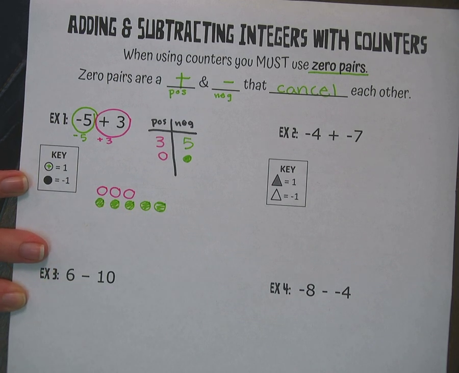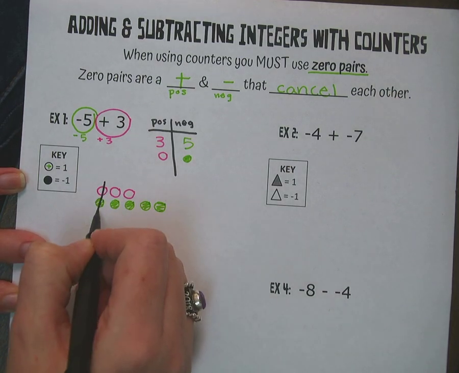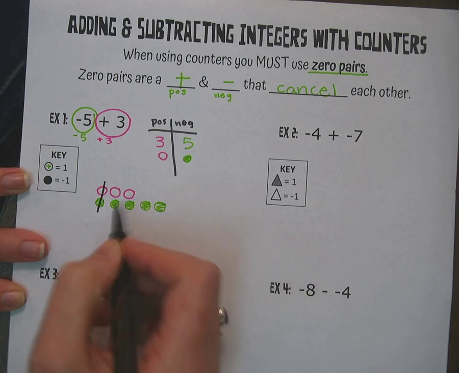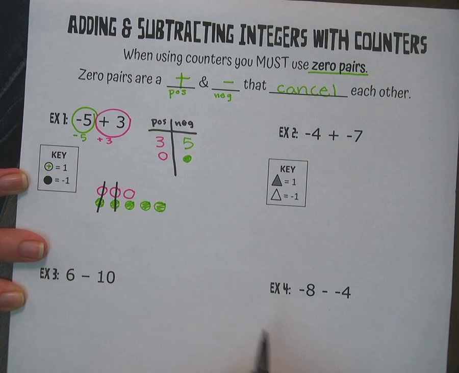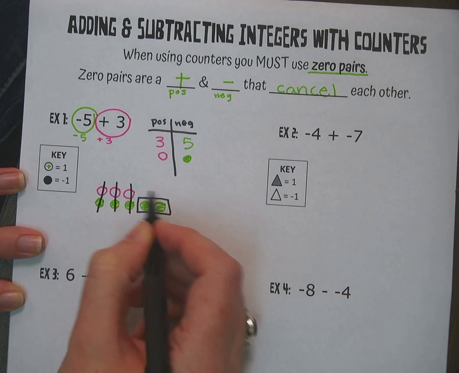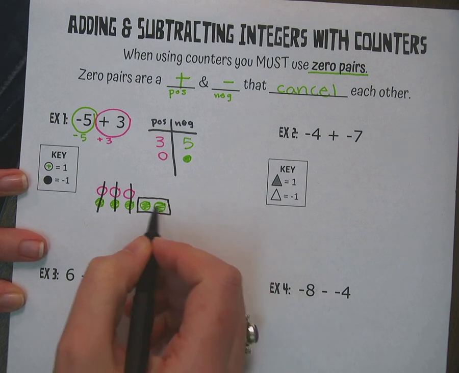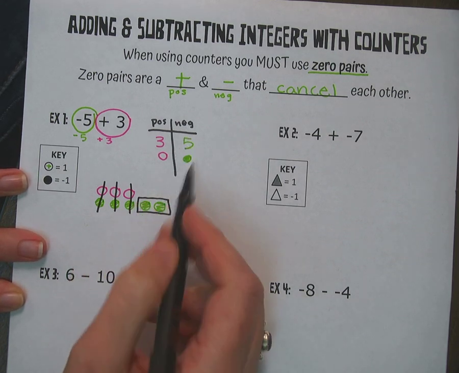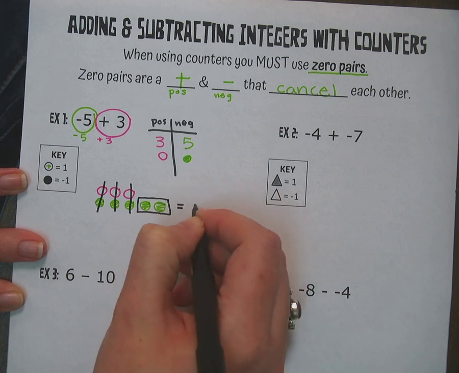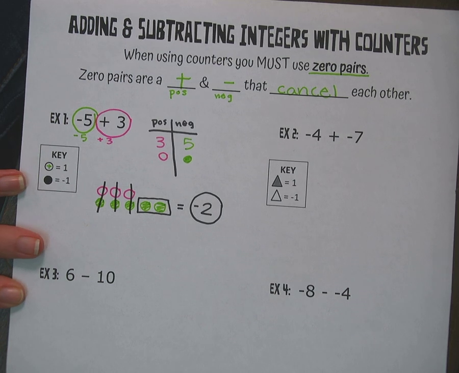Okay, so now this is where the zero pair comes in. We have a positive and a negative, and we are going to mark out those matches. So I have a positive and a negative, a positive and a negative. Whatever is left over, because there's no more positives, is my answer. So I have 2 negatives, so this equals negative 2. And that is how we do counters.